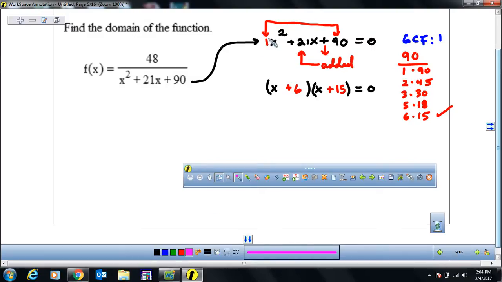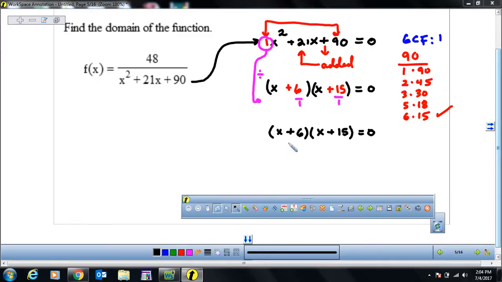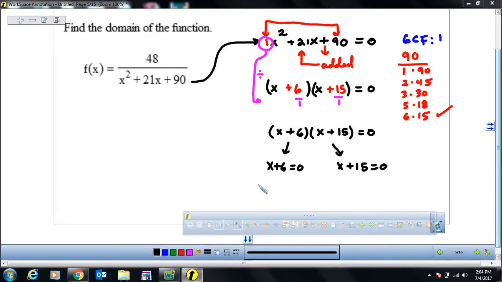Then the last thing of this factoring process is that, remember, there's a 1 in the front, so we have to divide by 1. However, if I divide by 1, the factors are going to stay the same. So anytime the coefficient in front of the x squared is a 1, you don't have to divide when you're factoring out. That 1 is not going to make any change. So then what we're going to do is set each one of these factors equal to 0 separately, and solve for x because we want to find out what makes them 0. Right here, x is equal to negative 6, and right here, x is equal to negative 15.